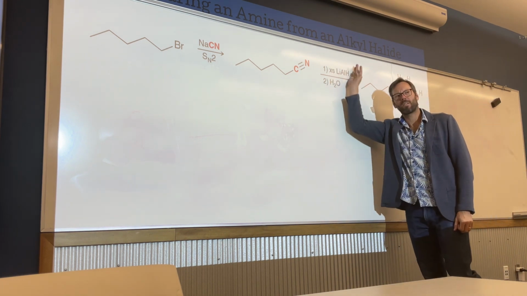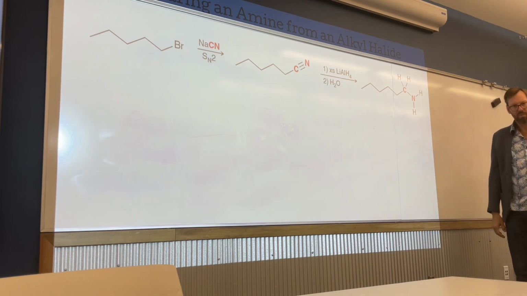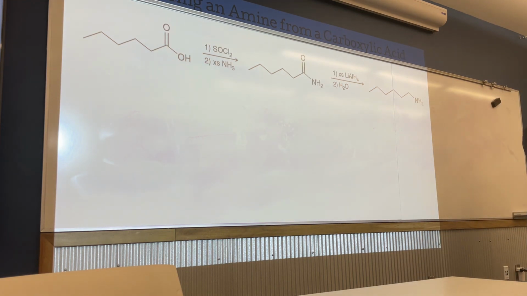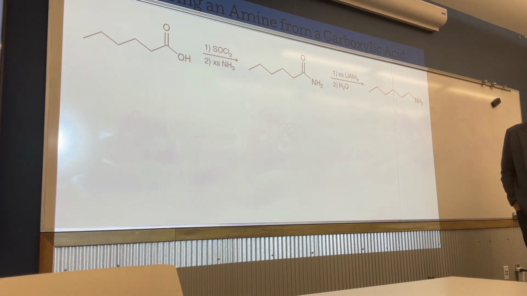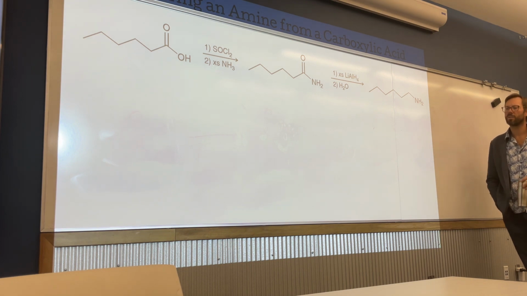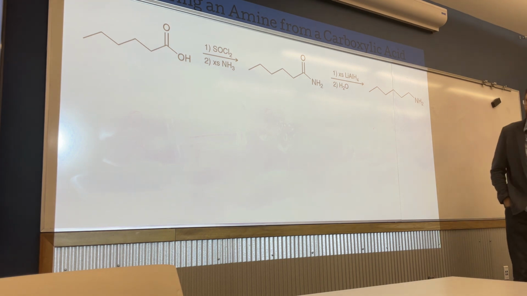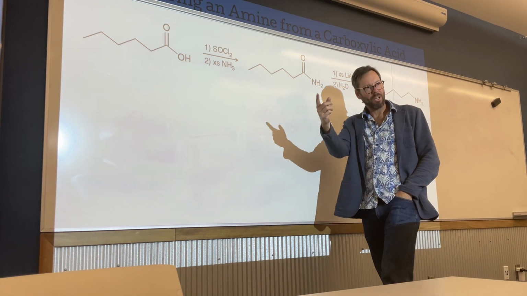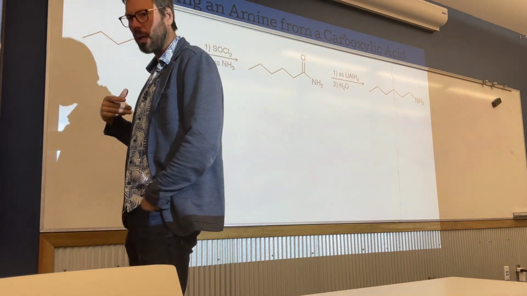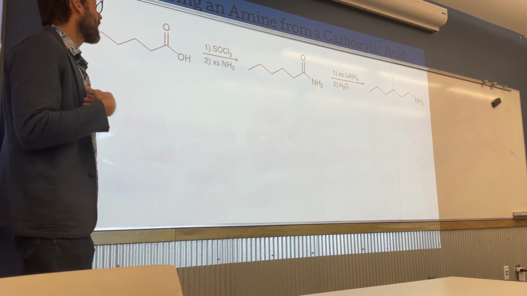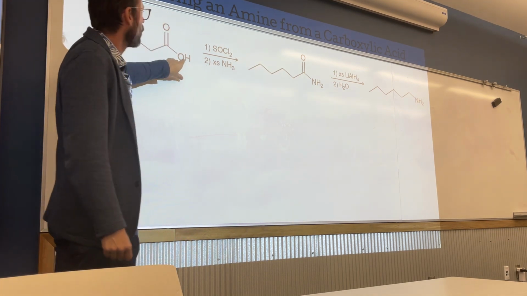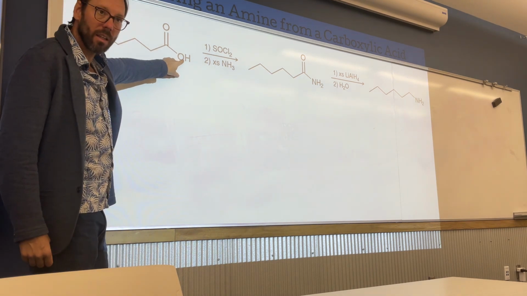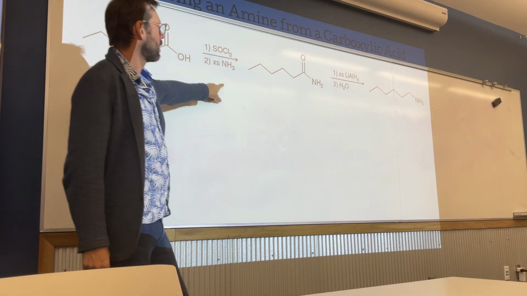Okay. And these are things that we've seen before, right? The other major way is to use a carboxylic acid derivative and SOCl2, that's thionyl chloride. Okay, so sulfur, thionyl chloride, and then excess ammonia. What that's going to do is replace the hydroxyl group with this.